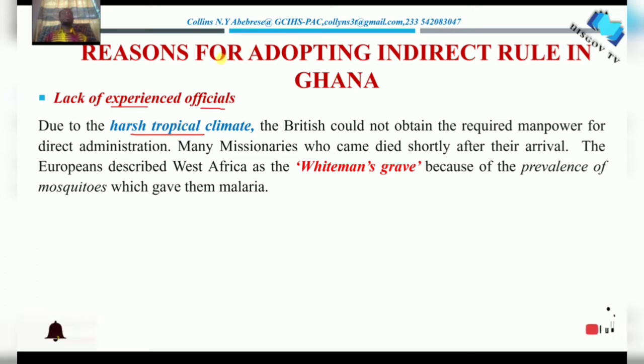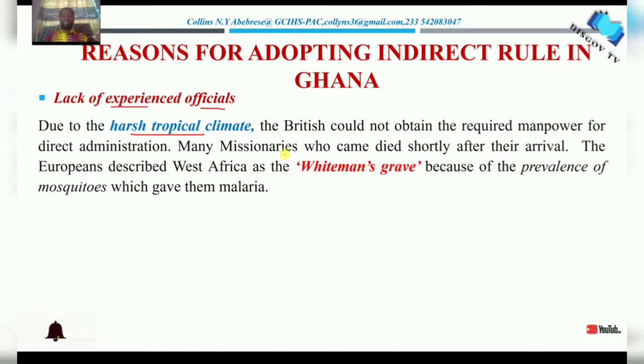Okay? For example, most of the missionaries who arrived at the Gold Coast died shortly after their arrival. You can talk of the wife of George MacLean, who died 3 weeks or so after arrival. You can talk of many of the missionaries who died of malaria. Most of them did not even spend 6 months. And so that brought about fear. And so the British officials refused to accept postings or appointments into these West African colonies, especially the Gold Coast.